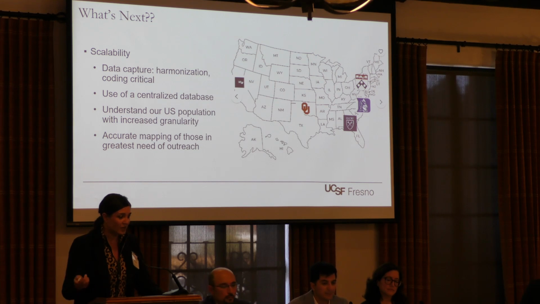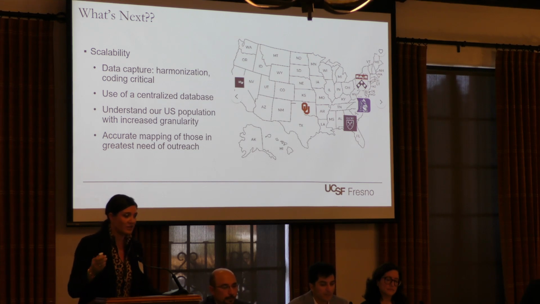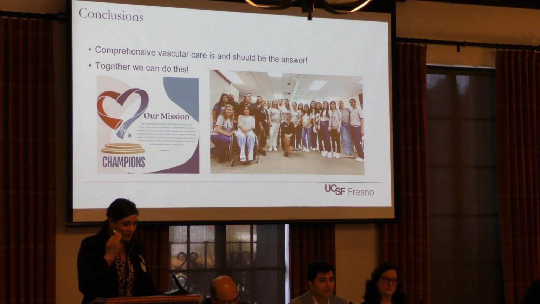And then scalability. We want to capture data, we want to harmonize, and coding is going to be really critical here. We need a centralized database that's granular to study these patients and expand it so that we can get an accurate US vascular desert map. We want to understand these populations and we want to accurately map them. And so I really think that comprehensive vascular care is, and should be, the answer.